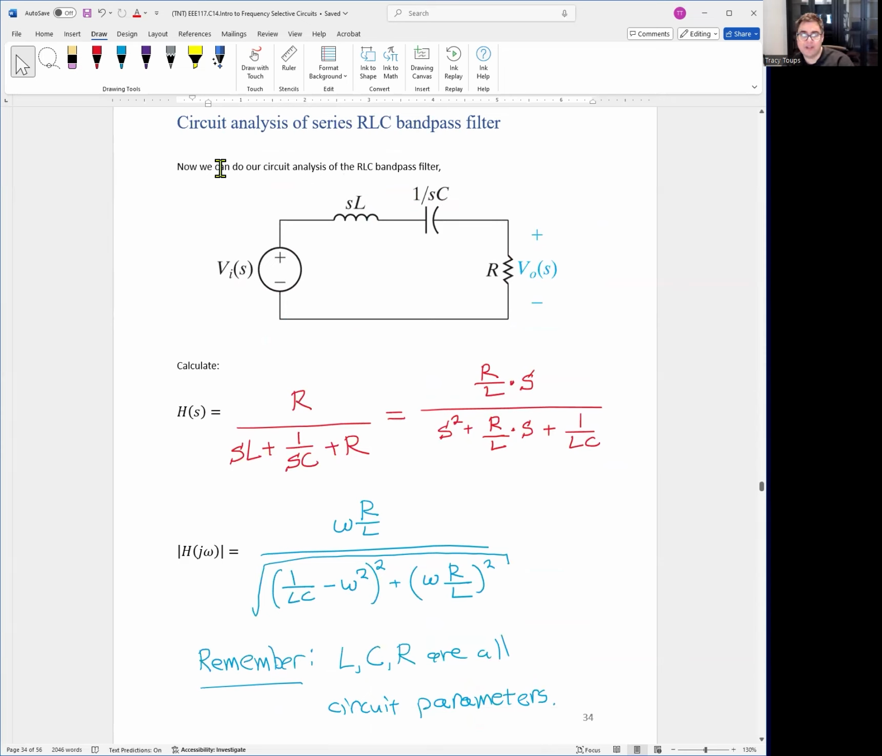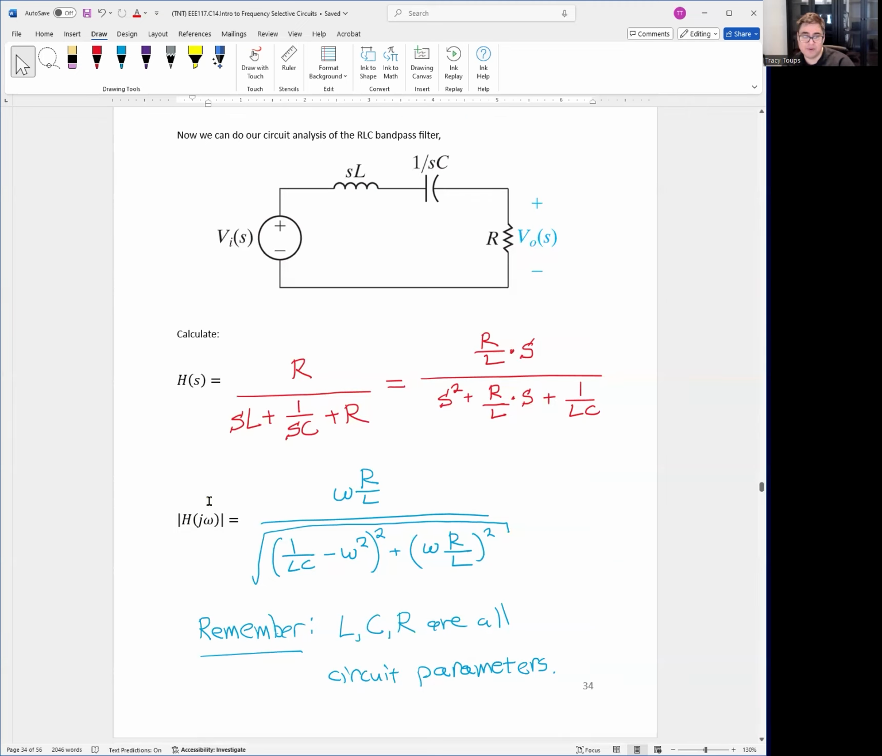Now here we have our RLC circuit. This is in series. We have our output voltage across the resistor, and we have the input voltage. So the gain of the circuit is the standard voltage division, R over SL plus 1 over SC plus R. We can modify it to get the S squared by itself, just some algebra here. And then we take the magnitude of this and inject frequency, and this will be the gain of the circuit.